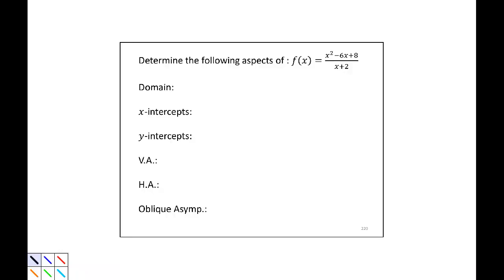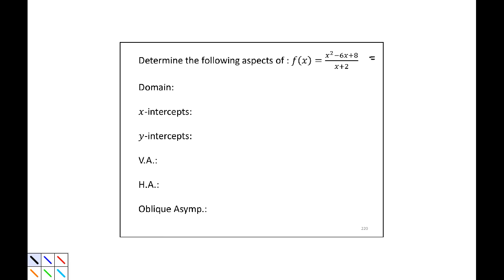Determine the following aspects of the function f of x equals the quantity x squared minus 6x plus 8, divided by the quantity x plus 2. The first thing we want to find is the domain. To determine the domain, we set our denominator equal to 0 with rational functions. But actually, before I do that, let's see if this can factor.